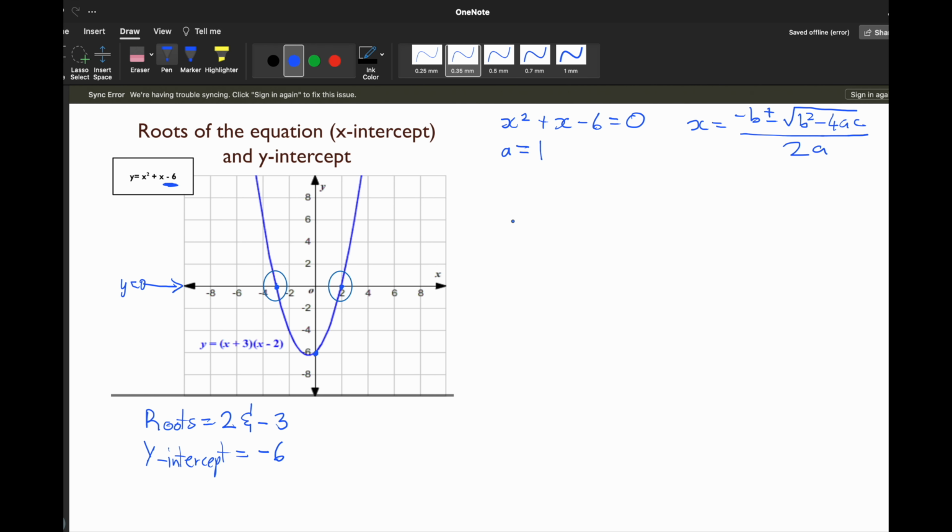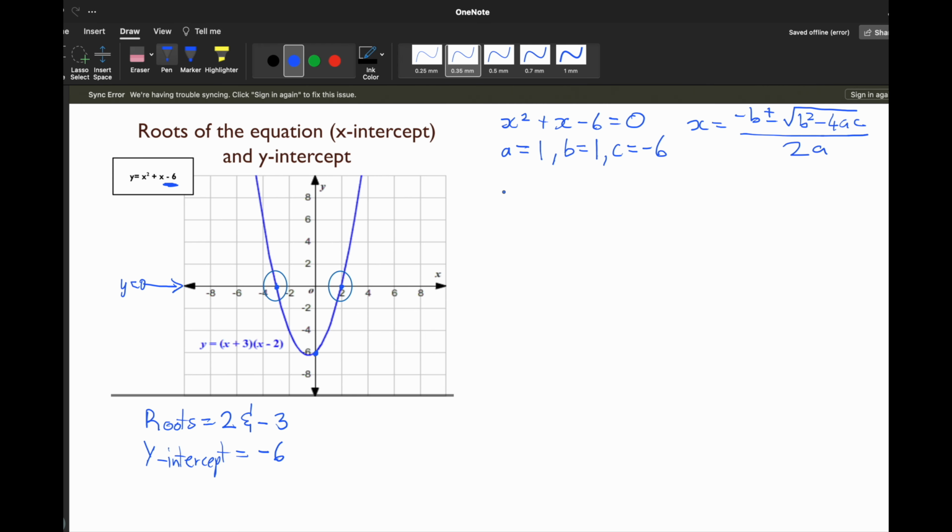So the value of a is 1. And what is the value of b? 1 as well. And what's the value of c? Negative 6. So a is equal to 1, b is equal to 1, and c is equal to negative 6. So now we could use this in this equation.